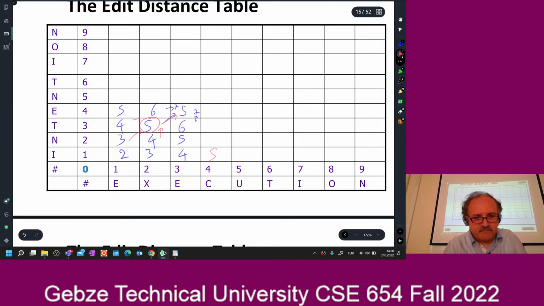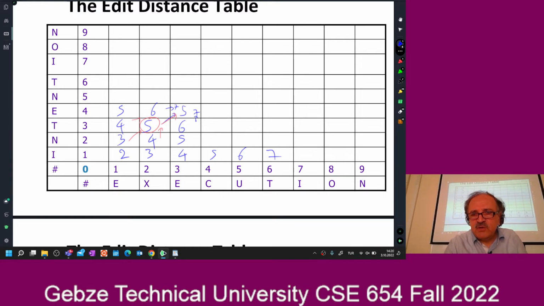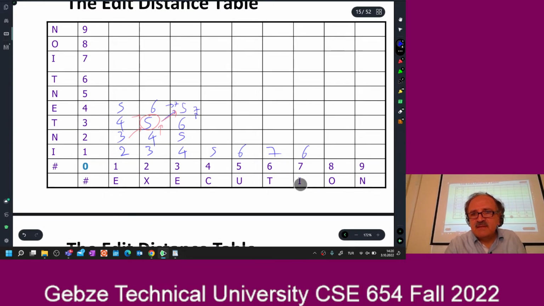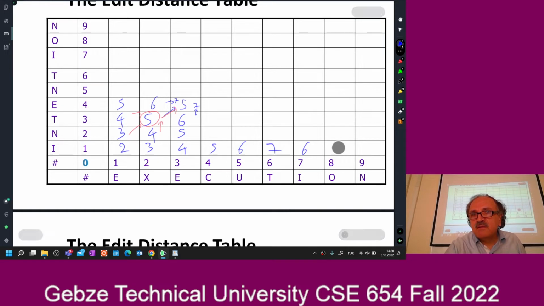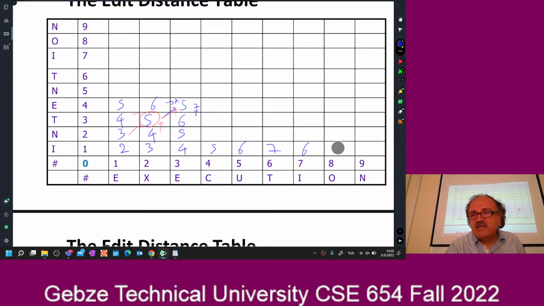So I guess this is going to be 5, 5, and this is 6, and this is 7. Here is going to be what? If I do the replacement, 6, right? So the replacements with the same letter are the ones that are going to cost nothing. What is the cost of this one? What should I write in here?